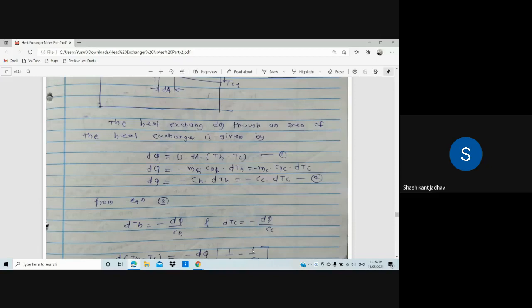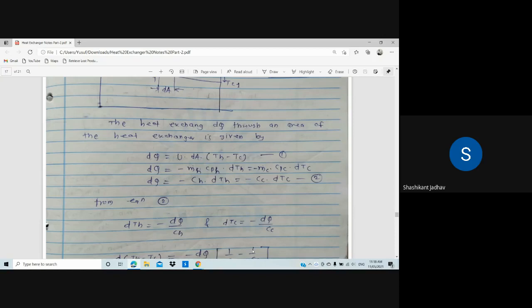Okay, and similarly for the cold fluid, from right hand side to left hand side the temperature of the cold fluid increases. But we have to consider the direction as forward. So for the forward direction, the temperature of the cold fluid reduces. So therefore, for the cold fluid also we have to take the negative sign. Okay, so write down dq is equal to minus m dot c into cpc into dTc. Okay, all of you write down the equations.